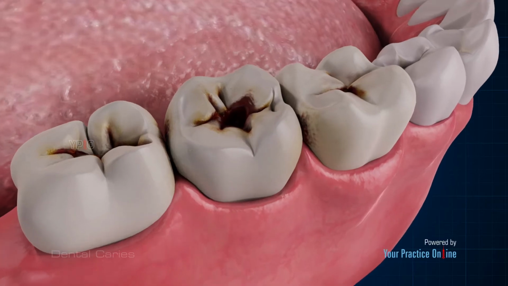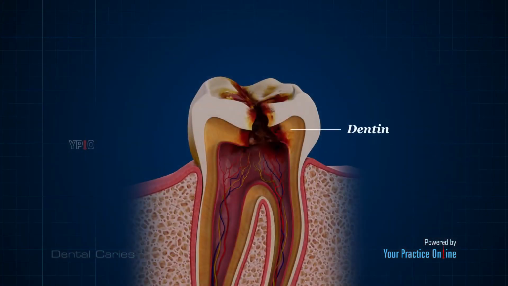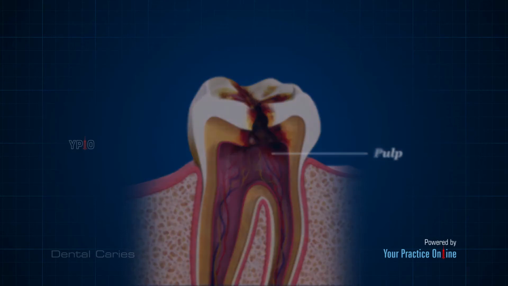Once caries reaches the soft inner layer of the tooth, called the dentin, the tooth starts becoming sensitive, especially to hot and cold substances. With pulp exposure, the tooth becomes highly sensitive, with swelling and difficulty chewing on that side.